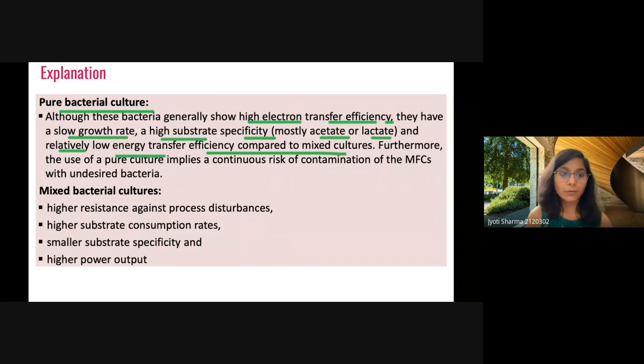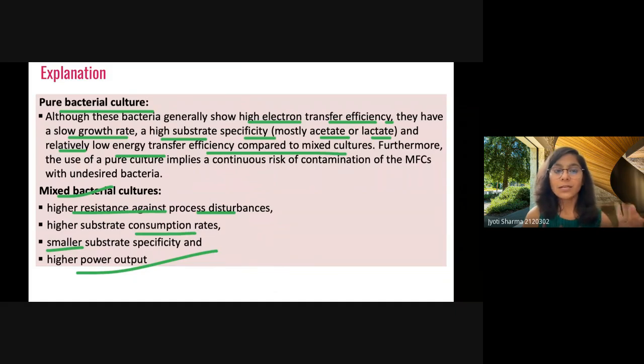And if we are talking about mixed culture, obviously it means we will have a lot of biodiversity within that bioelectrochemical cell. It means it will have higher resistance against process disturbances. It can take a lot of substrate, so there is no specificity for the substrate, right? The consumption rate will be higher because we have a variety of microorganisms, and it will give you high power output.